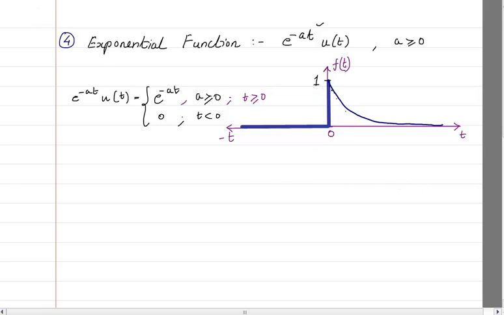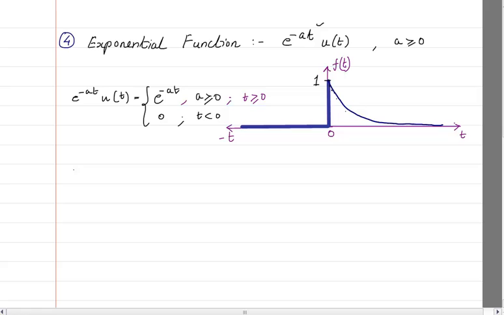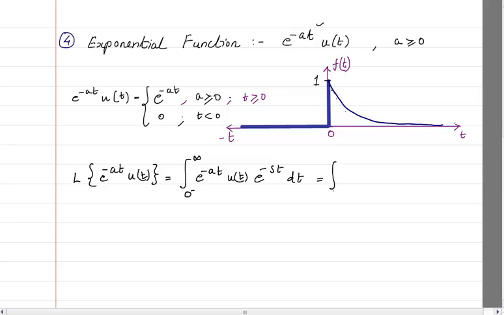So this function, if we are going to see, we will find out that we can take the Laplace. If we are going to take the Laplace of e raised to power minus at u of t, then we know the formula. It is 0 minus to infinity f of t, which in our case is e raised to power minus at u of t, e raised to power minus st dt. Now since u of t is 1 for 0 to infinity, I can write this equation as 0 minus infinity e raised to power.